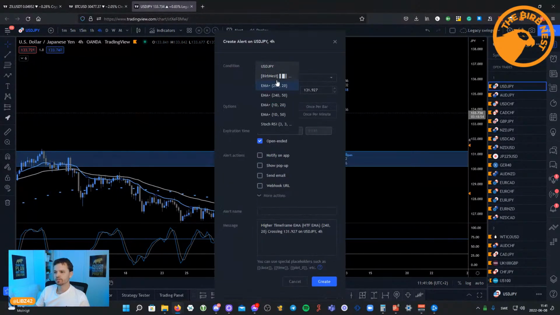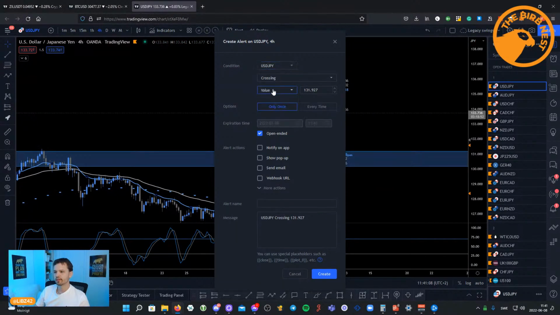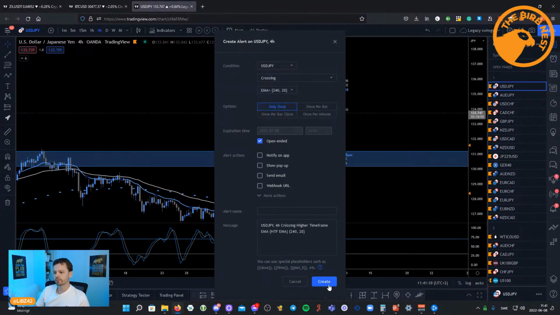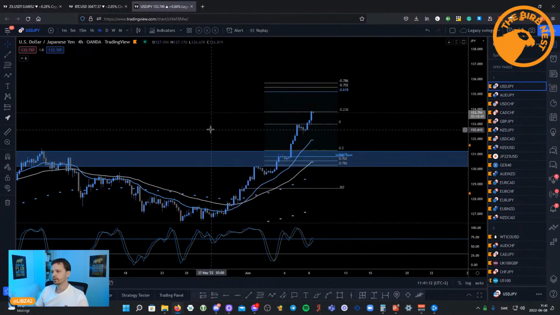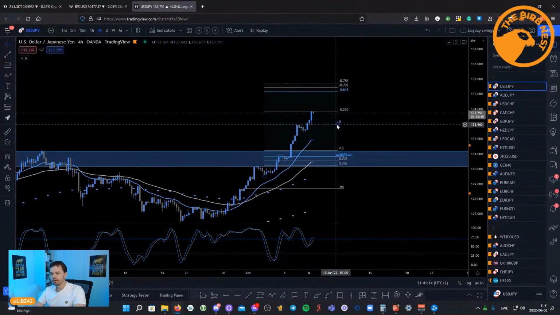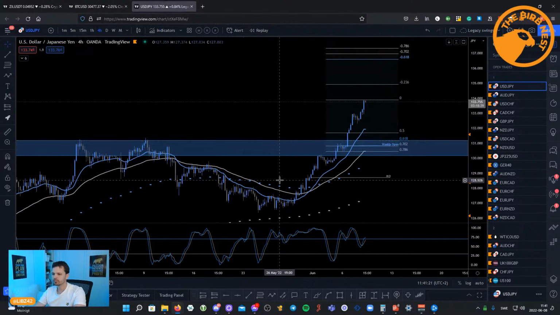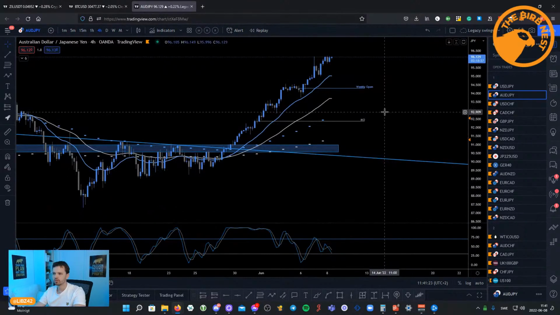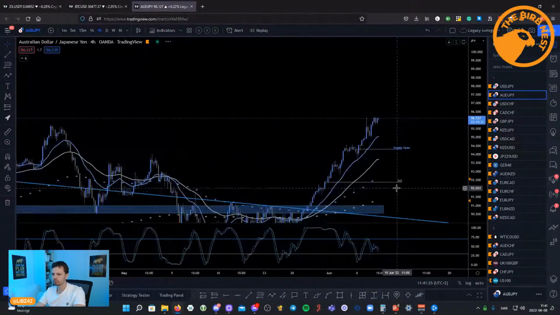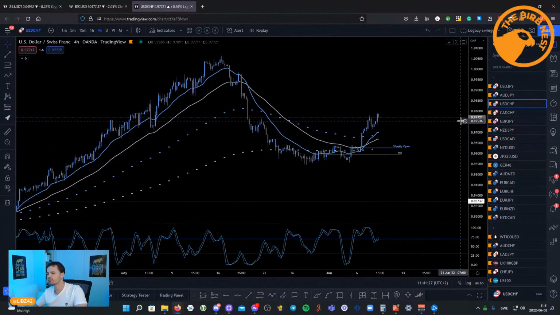USD JPY never gave us that retest, but we want to have an alert on the 4-hour 20, and we're now gonna increase the fib here. Still makes sense for a retest of that level. We got AUD JPY. I'm still looking for a retrace here. So what I'm seeing here is this week.